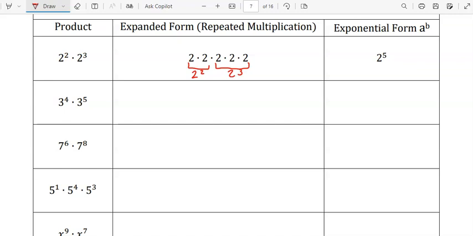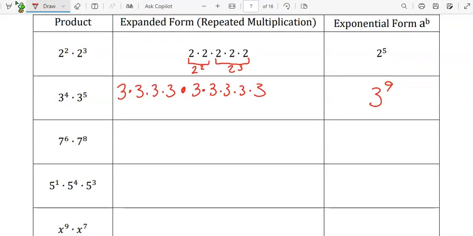On the next one, we have 3 to the fourth, so let's write 3 four times. And then times 3 to the fifth, so we're going to write 3 five more times. We have nine 3's all together, so our exponential form would be 3 to the ninth power.